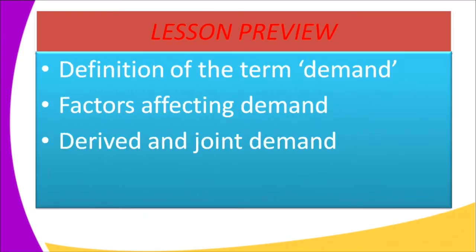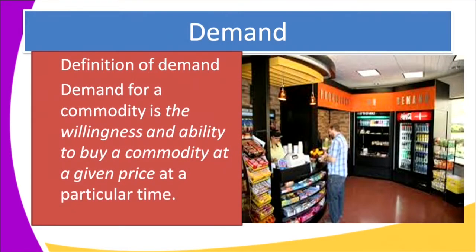Our lesson preview is that we are going to define the term demand. We are also going to look at those factors affecting demand and the difference between joint and derived demand. So demand is that anytime you feel like you want something, let's say for instance you feel like buying a new pair of shoes, that feeling is what we may call demand.